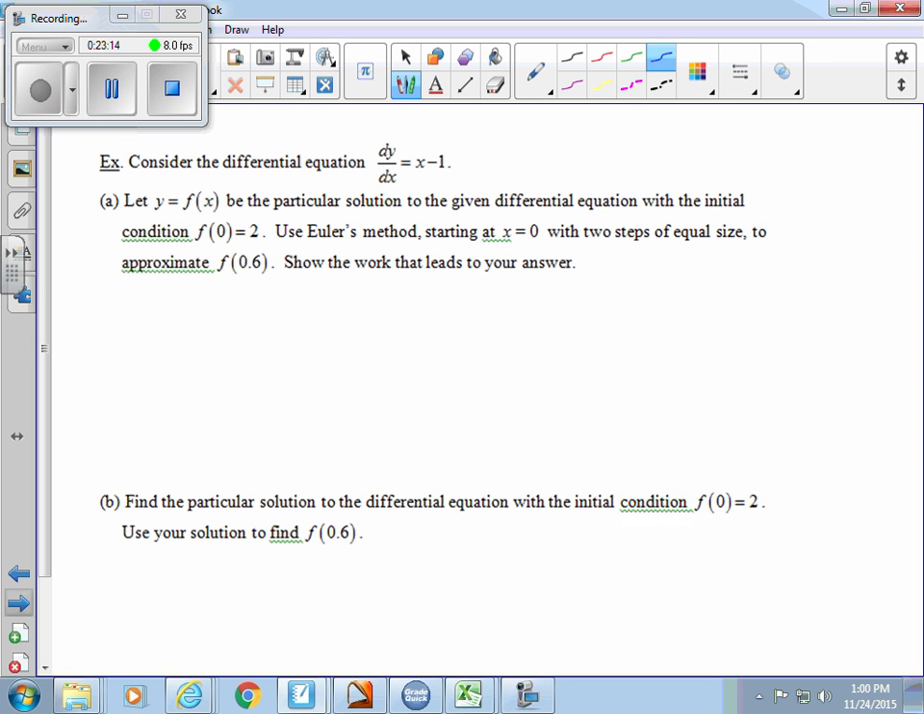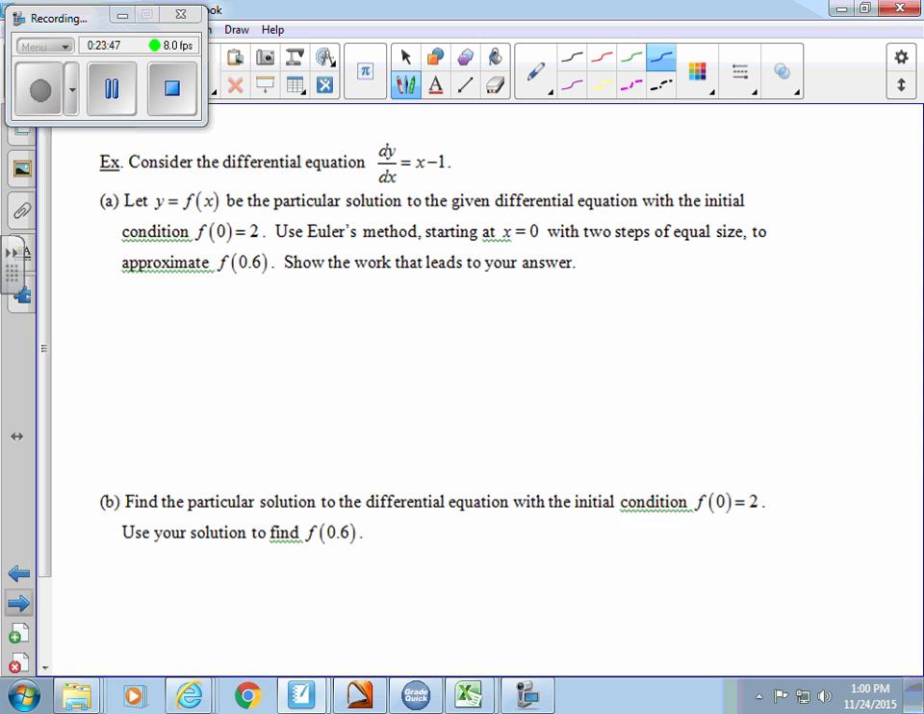But from here on out, we're just doing examples. You've learned Euler's method already. So let f of x be the particular solution to the given differential equation with initial condition f of 0 equals 2. Use Euler's method starting at x equals 0 with 2 steps of equal size, which lets you know you're not always going to have to do 100 approximations. So we only have to do 2 steps to approximate f of 0.6.